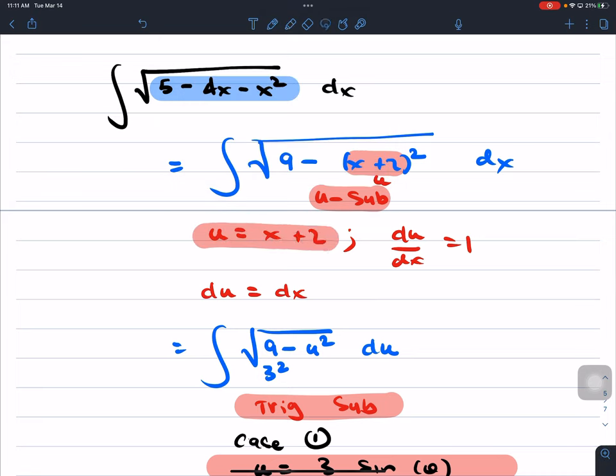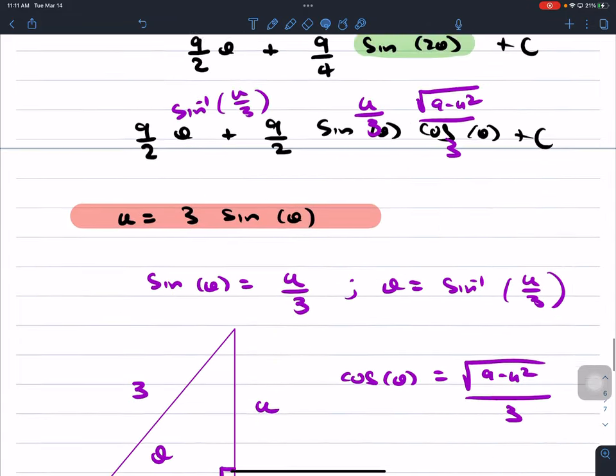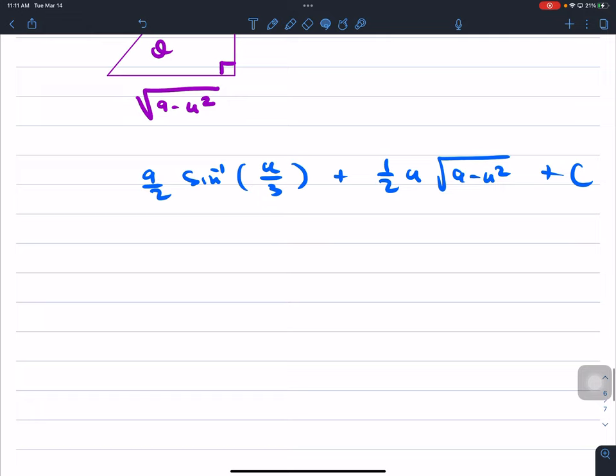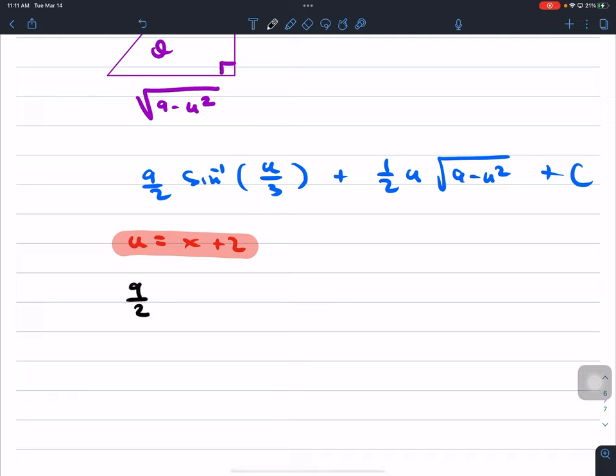X plus 2. So if u is x plus 2, let's see what that final answer will be. 9 halves inverse sine of x plus 2 over 3, plus x plus 2 over 2.